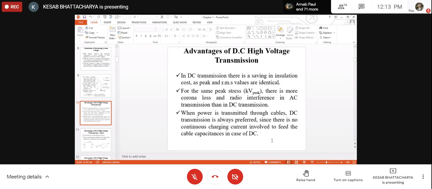Next thing is this, for the same peak stress, there is more corona loss and radio interference in AC transmission than in DC transmission. Corona we shall discuss in the next chapter. When we discuss corona, you will see that the power loss due to corona will be more in AC than in DC.